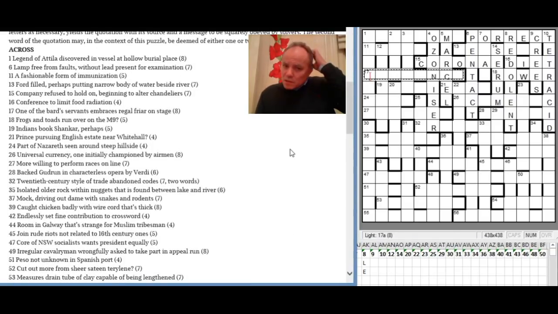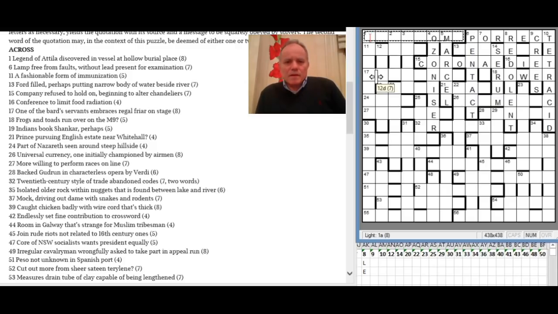17 across. One of the bard's servants embraces regal friar on stage. One of the bard's servants. Character from Shakespeare who's a servant, I suppose more likely to be a word for a servant. No, I don't know. Well, that legend of Attila discovered in... Oh, burial place, catacomb would fit. Cab could be the vessel. Catacomb could be a horrible, hollow burial place. Then we've got tacom for Legend of Attila, with an extra three letters. Hecatomb? That's possible, but cab would still be in Hecatomb, but you'd have Tom in it.